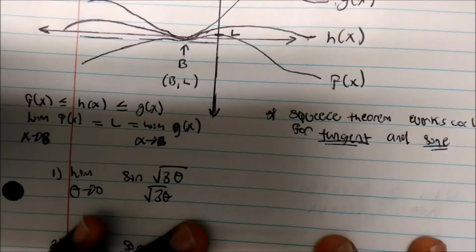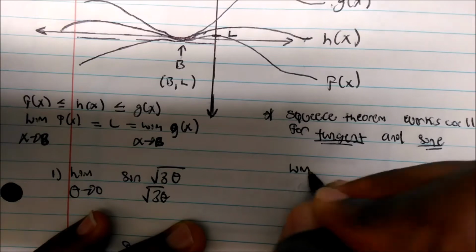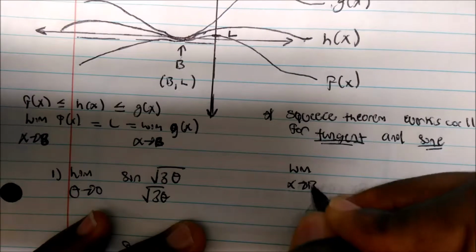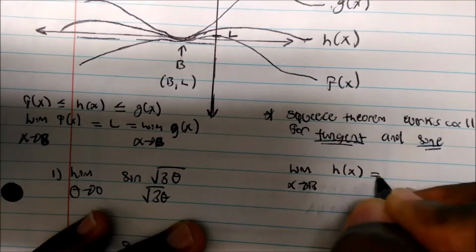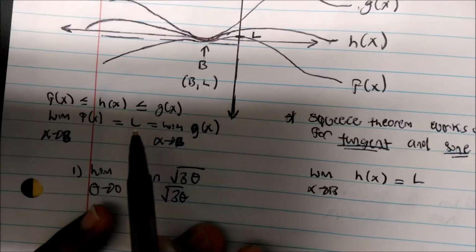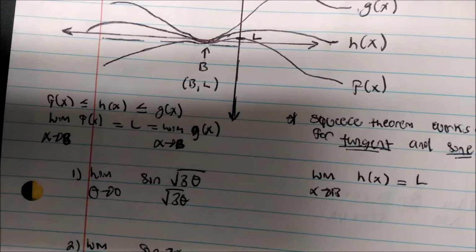Let's see if I could write it somewhere. The limit as x approaches b of h of x must also equal this value L, which is seen right here for both functions. So that's the idea behind the squeeze theorem.